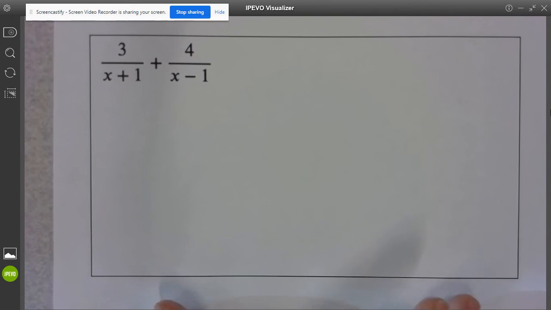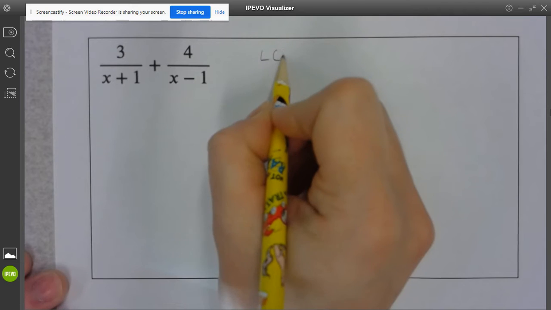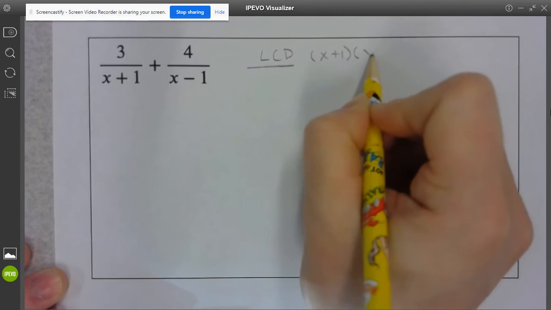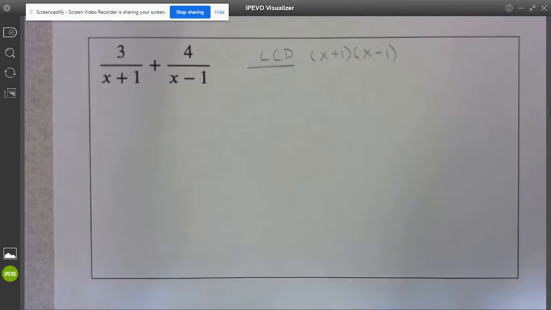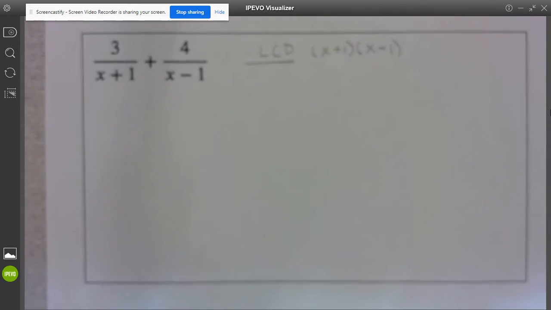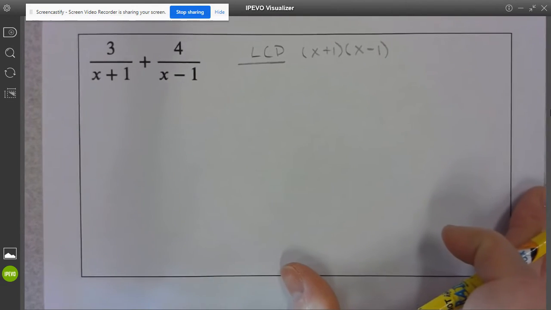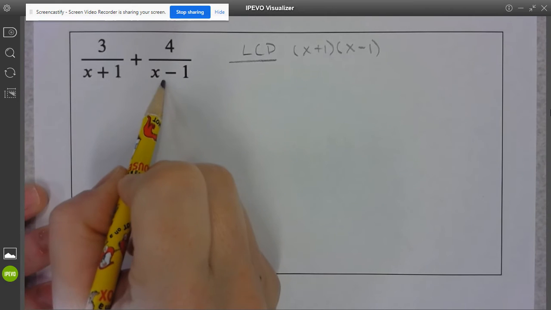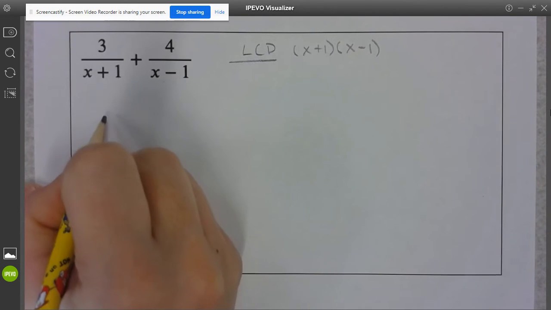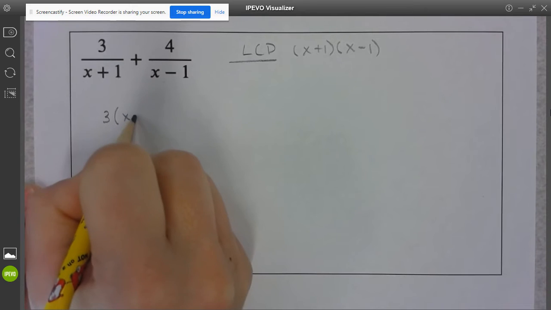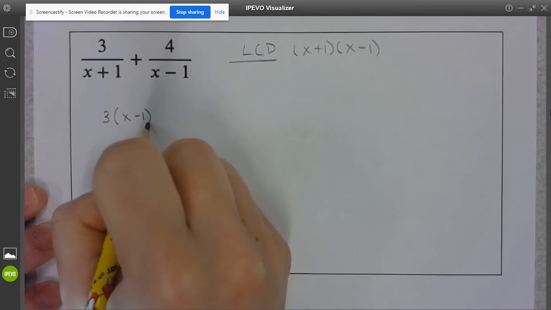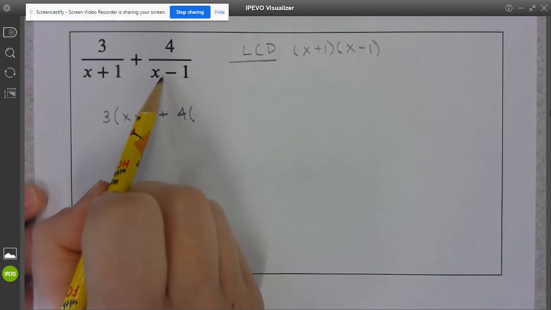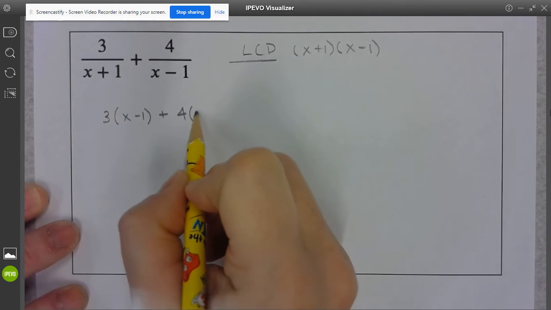All right. Here, my common denominator that I'm aiming for is going to be x plus 1 times x minus 1. I can't make it any more simple than that. Let me focus this a little bit more. So my first fraction has a denominator of x plus 1. That tells me it's missing the x minus 1 piece. So I'm going to have 3 times x minus 1 from my first fraction plus 4 times, denominator was x minus 1. It's missing the x plus 1.